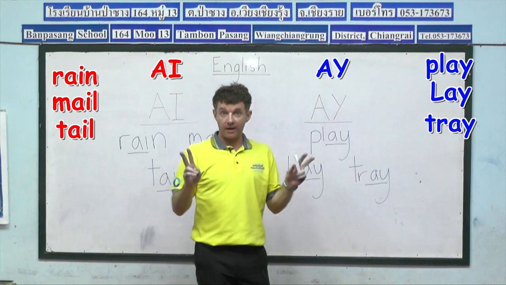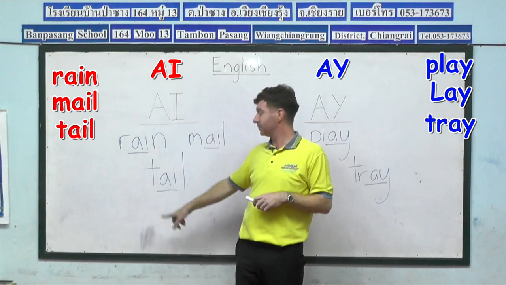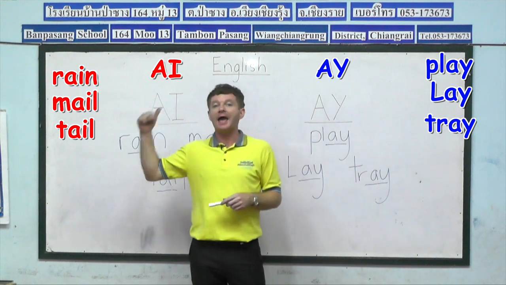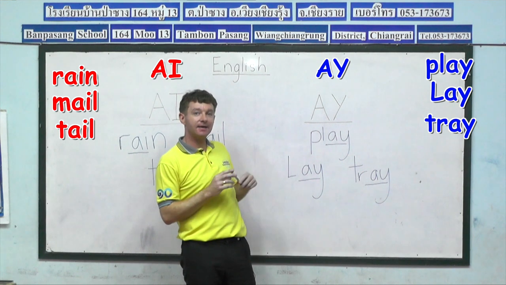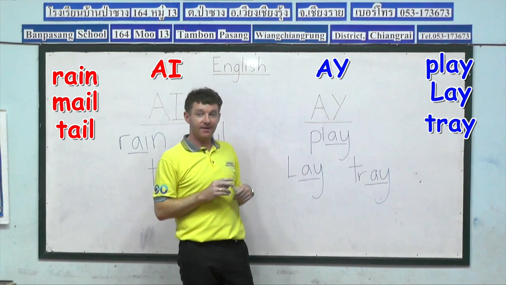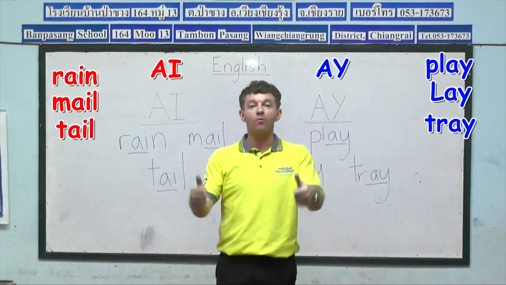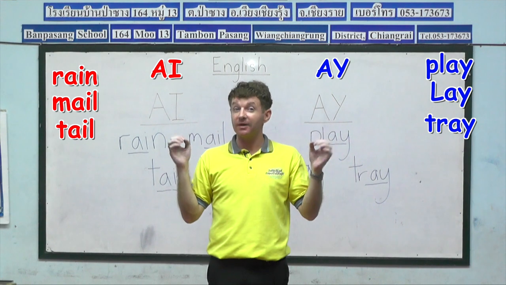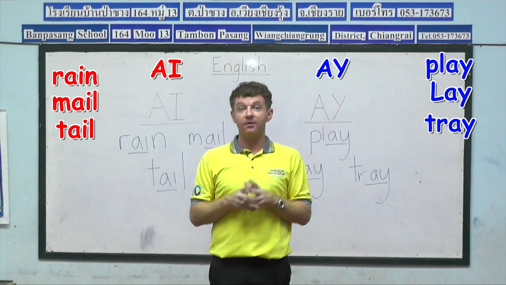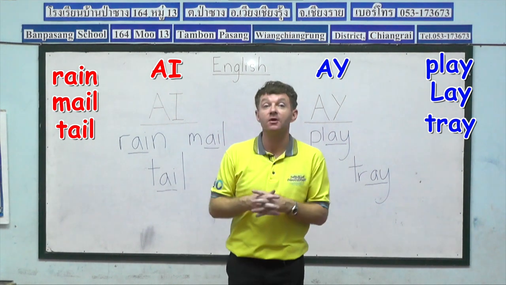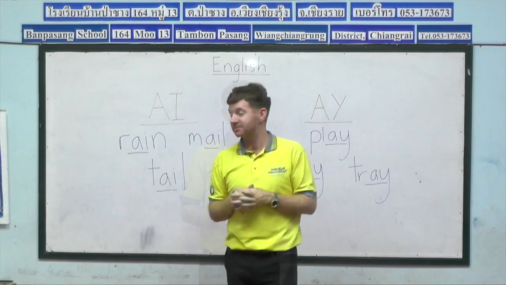So, final time, guys. Rain. Mail. Tail. Play. Lay. Tray. And what we're going to do in this lesson is look at how the two sounds, which are very similar, are used differently in English words. So now we have a few videos for us to look at on the television. So let's turn our TV screen, guys.